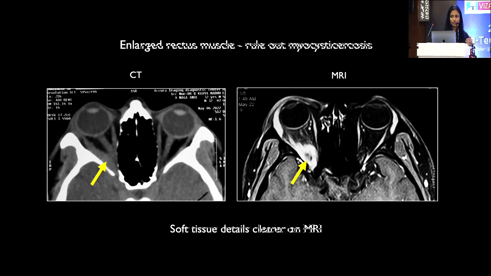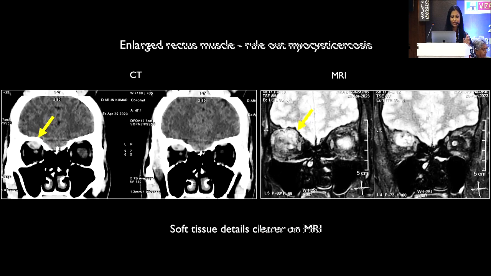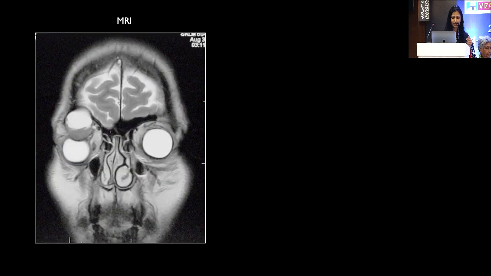So of course everything has to be clinically correlated, but MRI is better in terms of soft tissue lesions, and of course it has the additional advantage of not having ionizing radiation. Similarly, this is another case where a CT scan was done for this patient. The superior rectus shows enlargement. We can't really see the pathology very well, but the MRI shows a very beautiful round cystic lesion in the area of the superior rectus with a hyperintense lesion within it, which probably indicates the scolex of the cysticercus larva.